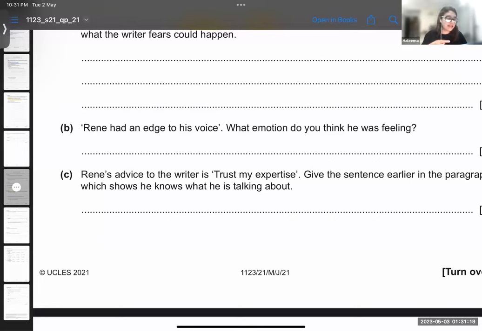Because if you start saying that he had an edge to his voice because he was someone who was considered very popular, that is incorrect. That thinking is incorrect because it doesn't fit the context of the passage itself. Does that answer your question, Lena? So we have to look at the passage to figure out in which context you're talking about? Yes, that is exactly what you're trying to do. So they are testing what you understand in terms of meaning. So everything that you write has to be in terms of the context itself.